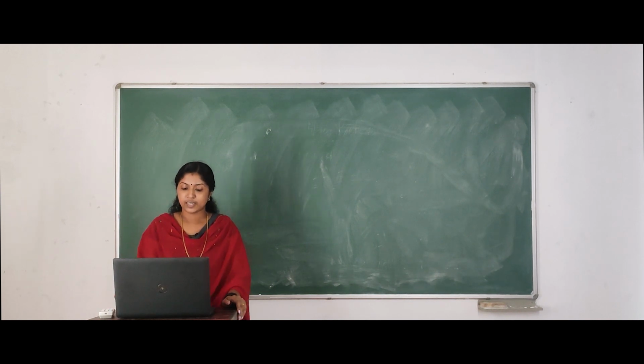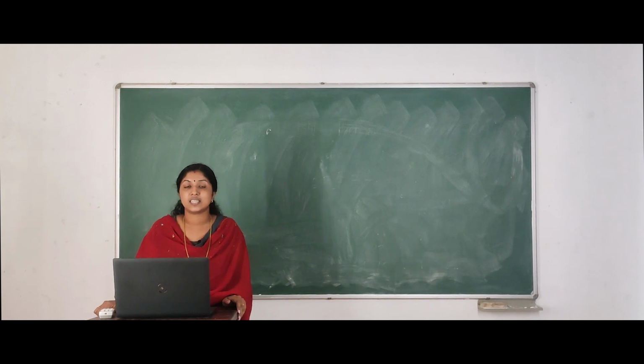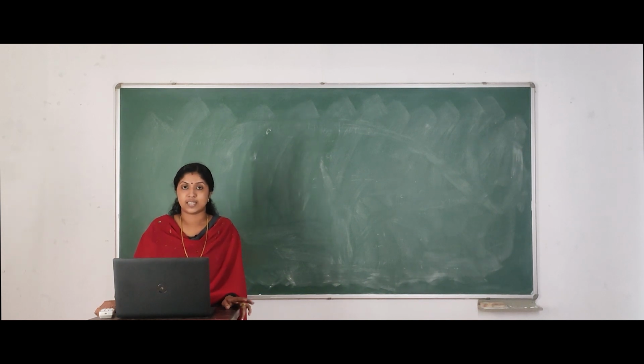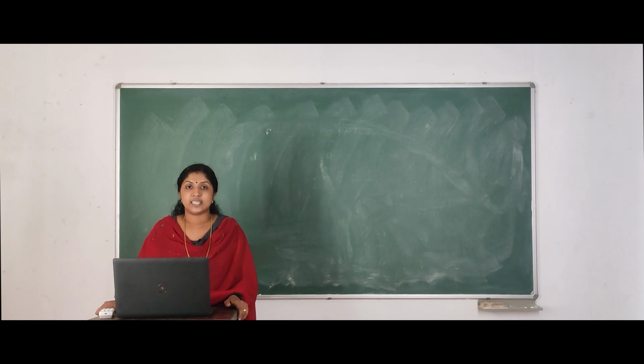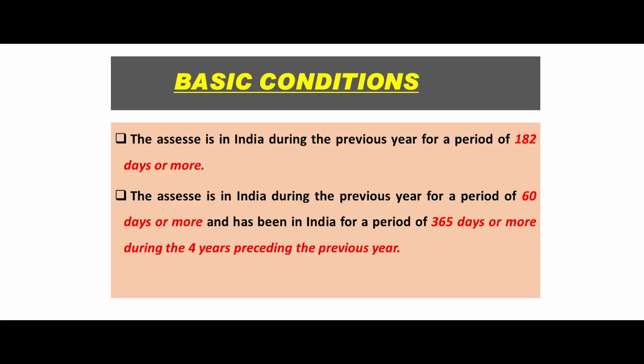Then we can move to the conditions relating to the residential status of an individual. Here there are two main heads, that is basic conditions and additional conditions. Firstly, we can check the basic conditions. There are two basic conditions. The first one is, listen here, the assessee is in India for a period of 182 days or more than 182 days during the previous year.